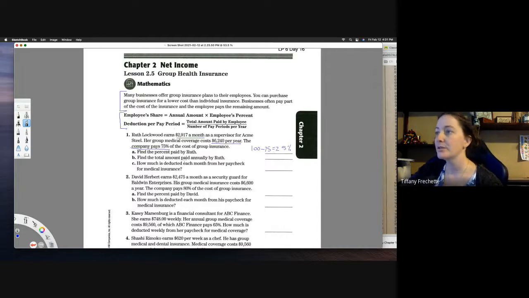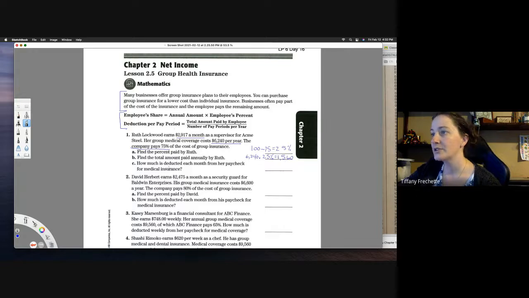Find the total amount paid annually by Ruth. Remember, this is annual, per year. So we're going to take the total amount and multiply by her percentage here, 25%. That's going to tell us how much Ruth pays every year. So she pays $1,560 per year.